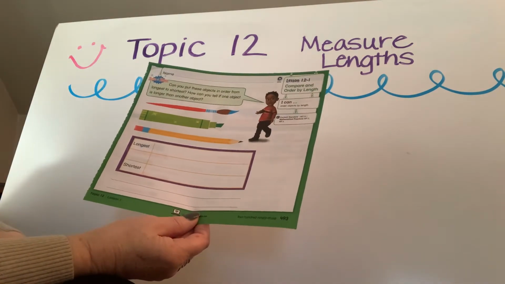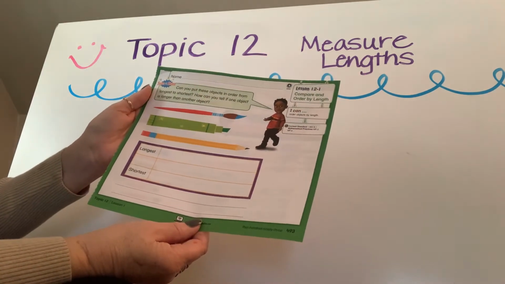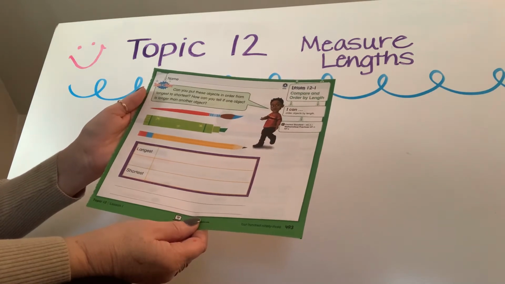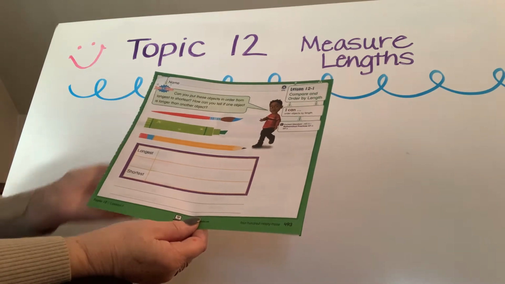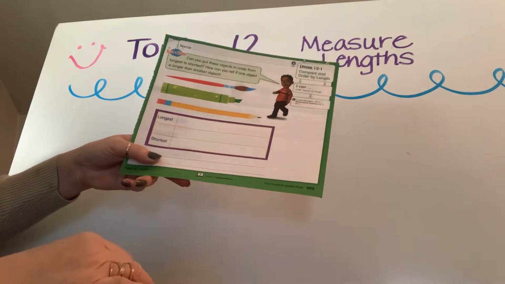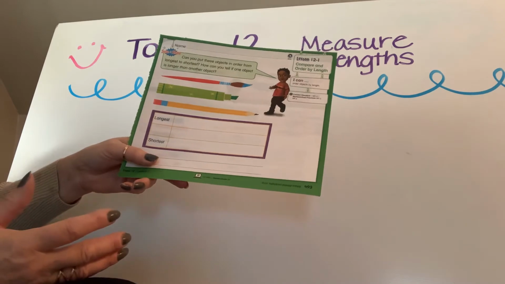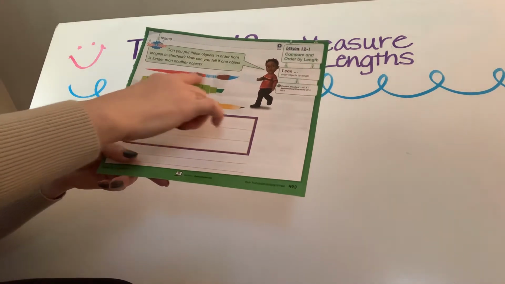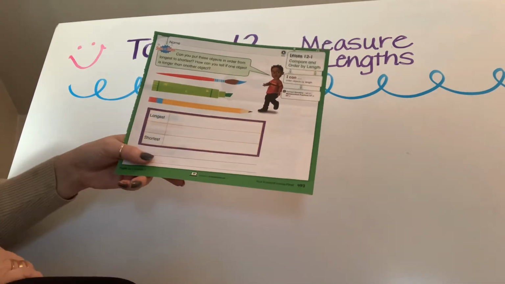On the first page, let's read the dialogue box together. Can you put these objects in order from longest to shortest? How can you tell if one object is longer than the other object? All right, now we're going to have to be some artists today. I want you to draw a picture of the longest, or if you're a good speller, you could write the words. And the words would be paintbrush, marker, or pencil.